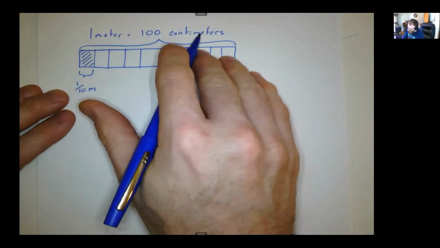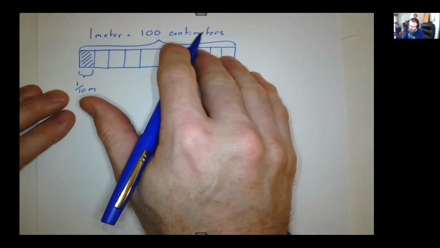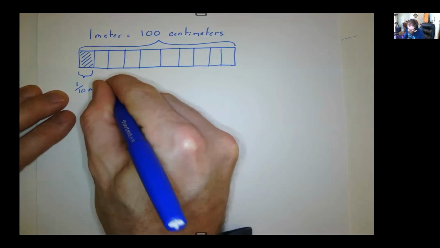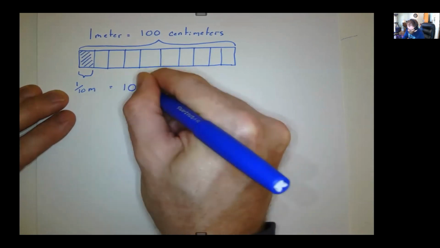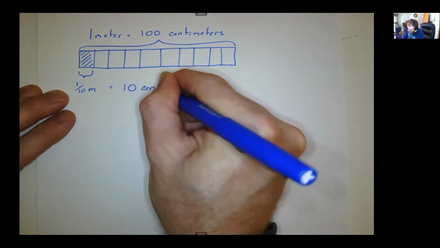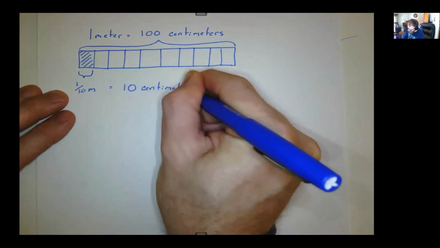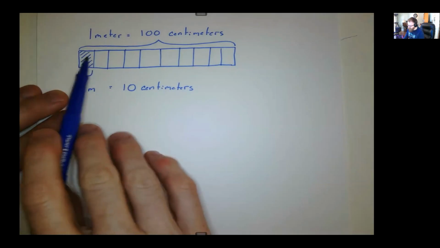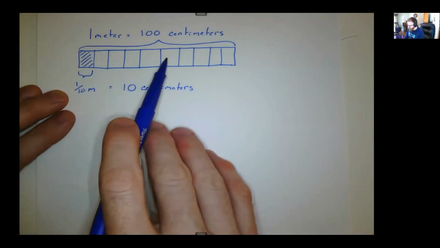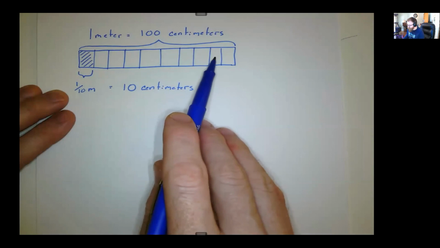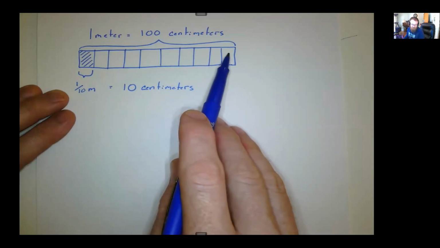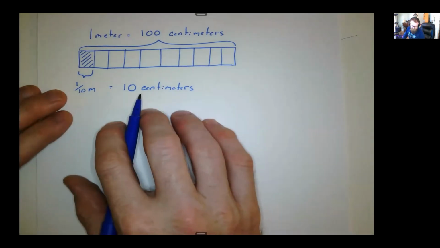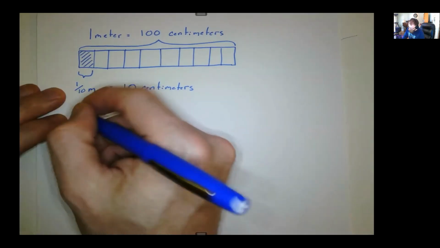If 1 meter is 100 centimeters, 1/10 of a meter equals 10 centimeters. Each of these equal parts is worth 10 centimeters, and if you count by 10, you will get to 100. 10, 20, 30, 40, 50, 60, 70, 80, 90, 100 centimeters. 1/10 of a meter equals 10 centimeters.